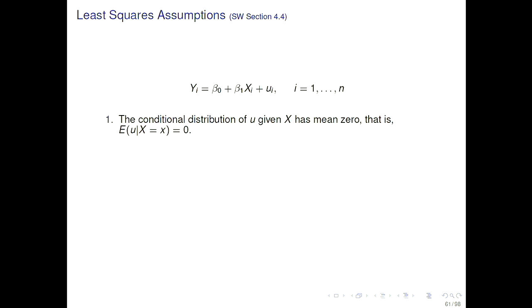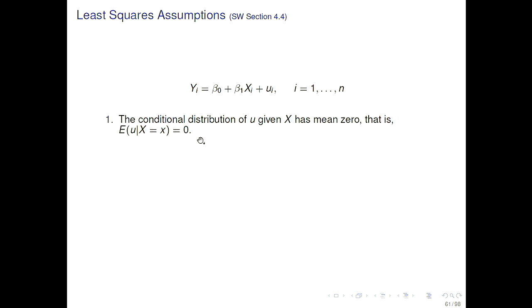The first one is, when we write down the regression line in this way, the conditional expectation of the error is 0. This conditional mean 0 assumption implies that the error term is not correlated with the regressor that we have in our data. Zero correlation between X and the error is implied by this zero mean assumption.